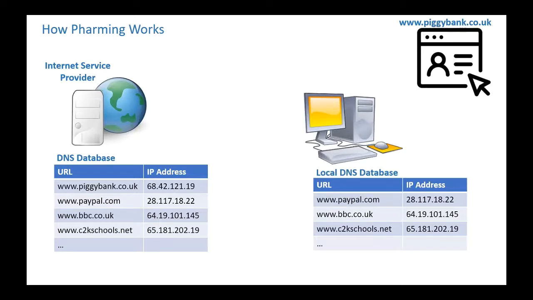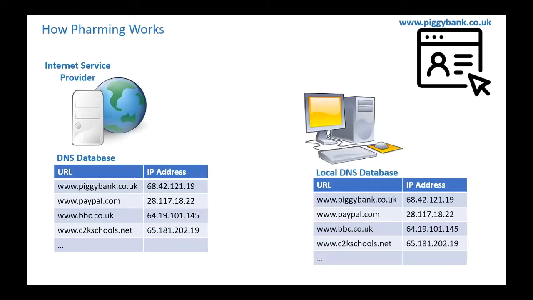Your computer also keeps its own DNS database in its internet history in case it wants to revisit the same web pages. This means it doesn't have to keep going back to your ISP to get IP addresses that it has already retrieved. Each time your browser gets a domain IP address, it updates its own DNS database.